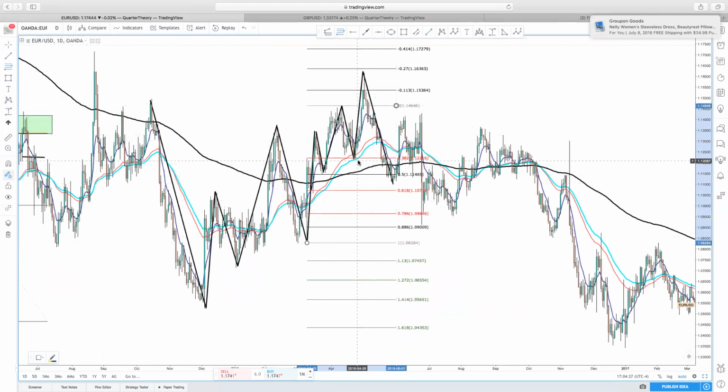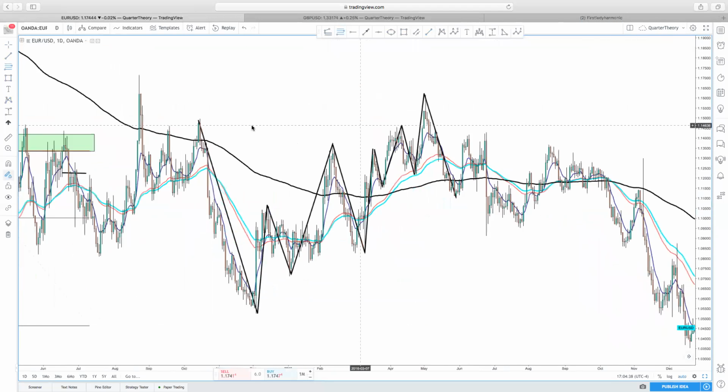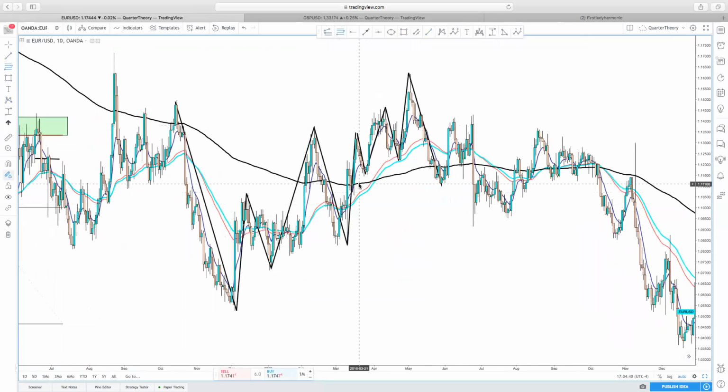Okay, so we have a 382. It's an extension pattern because it broke the actual different video. But again, once you see all these movements here, you just take your Fibonacci and you start measuring. You're looking for a bat, which is a double bottom or a double top. You see a double bottom here, so measure the move.